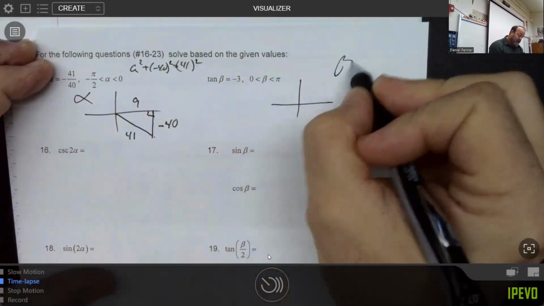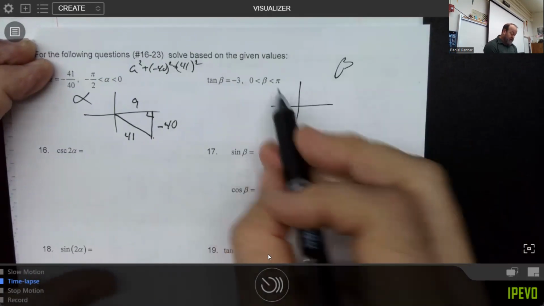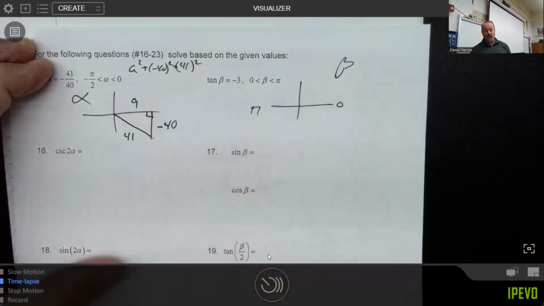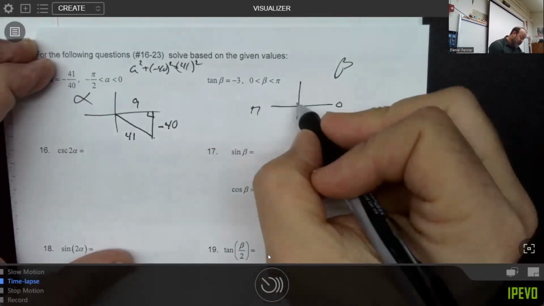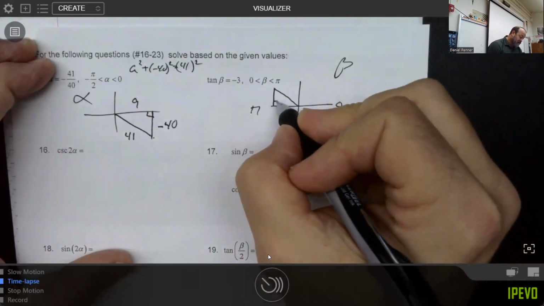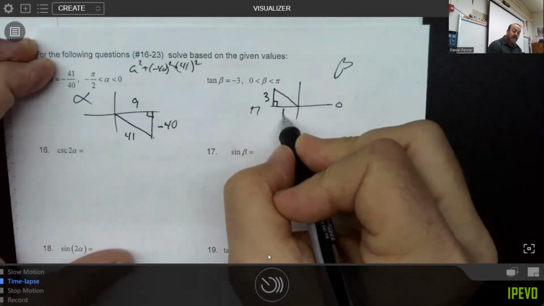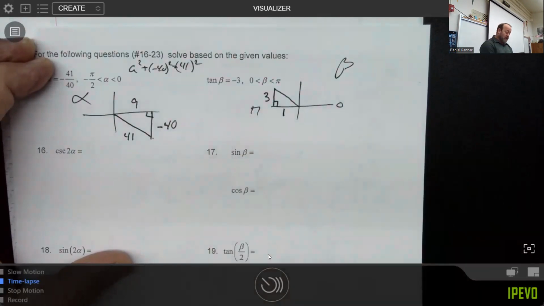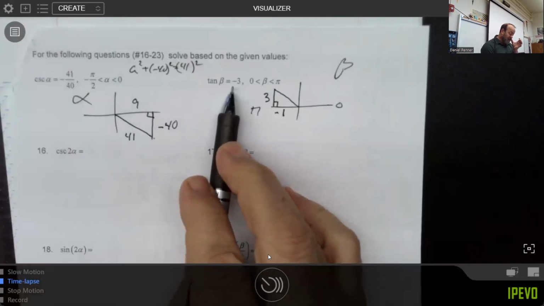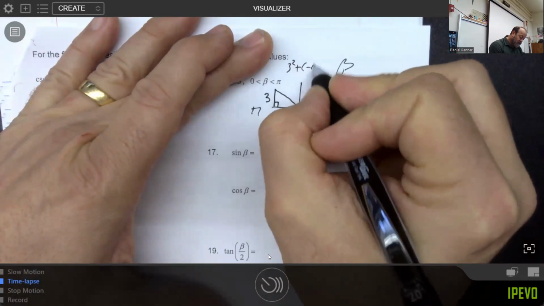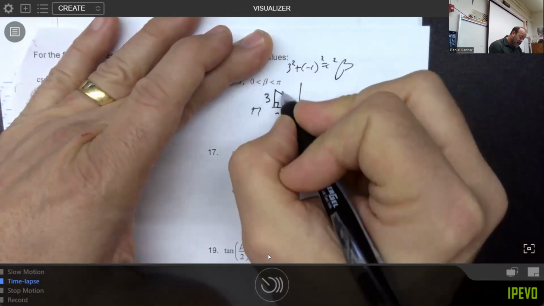Now, my beta triangle is somewhere between 0 and pi. Now, 0 is here and pi is here. So they're basically saying draw it somewhere between the first and the second quadrant, but it doesn't specify. But the fact that the tangent is negative means it must be in the second quadrant. And the definition of tangent is opposite over adjacent. But because it's going to the left, that 1 would have to be negative, which makes sense for what we have. And then again, Pythagorean theorem: 3 squared and negative 1 squared equals c squared. And so we're going to end up with root 10.